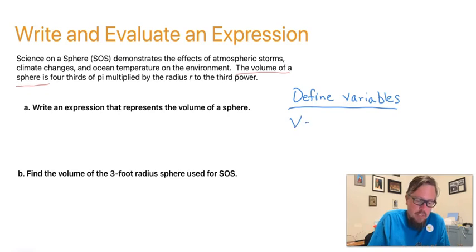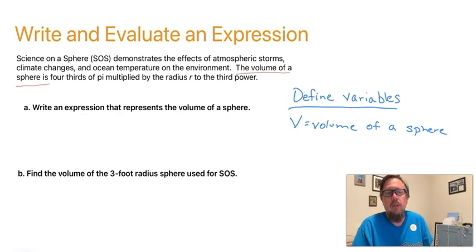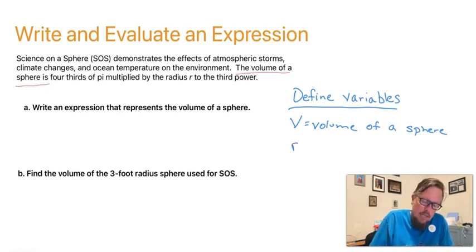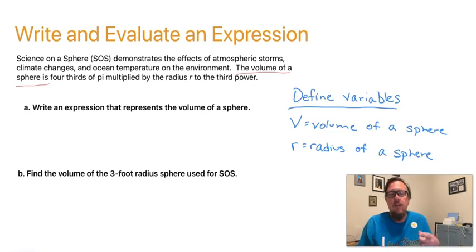So V is going to be the volume of a sphere. And the second variable is actually given to us by the problem. It says pi is multiplied by the radius r. So r is going to be the radius of a sphere. So this is going to be an equation where we take the radius of a sphere, we plug it in, and it gives us the volume.